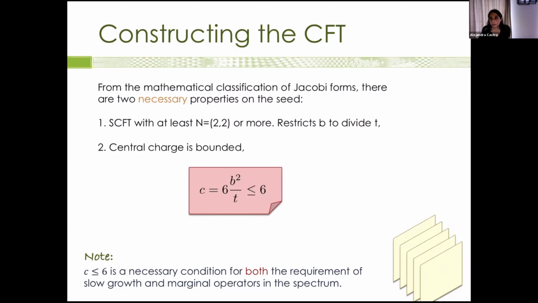Yes. And so that's why nevertheless, it's going to have the marginal operator. She means a marginal operator in the twisted sector. Exactly. It will be in some twisted sector.